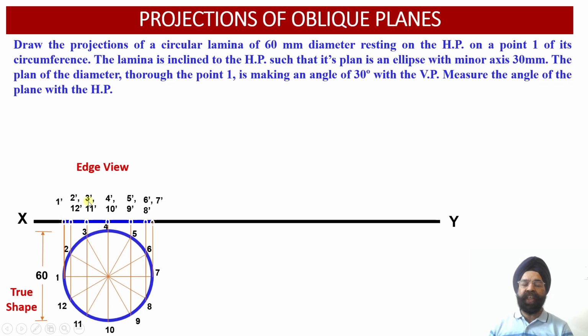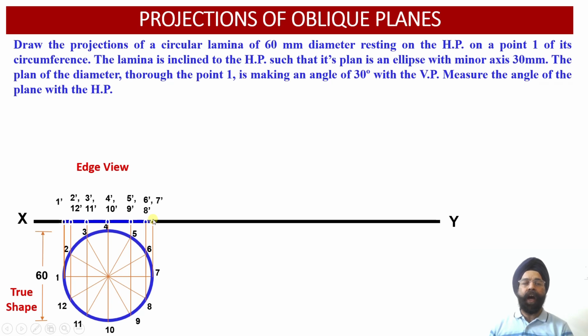The orientation of the inclination of the surface of the lamina with respect to the horizontal plane should be like this. But the problem over here is that we have not been provided with the angle of inclination of this lamina with respect to the horizontal plane. Rather, we are required to evaluate or measure this angle of inclination. So then how do we measure this angle of inclination of the surface or the plane of the lamina with respect to HP?